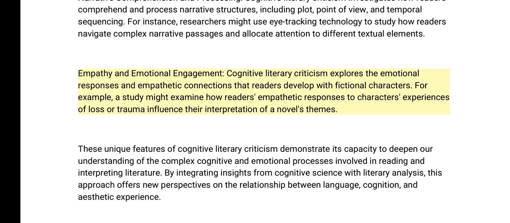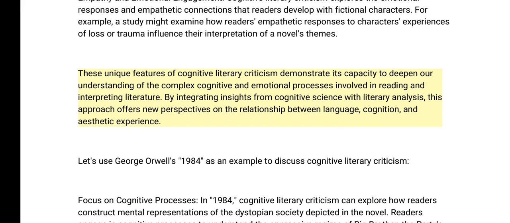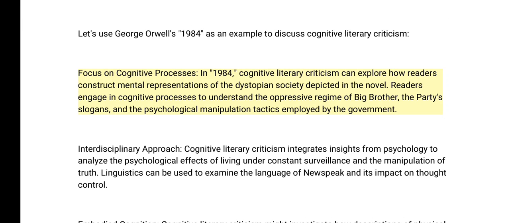These unique features of cognitive literary criticism demonstrate its capacity to deepen our understanding of the complex cognitive and emotional processes involved in reading and interpreting literature. By integrating insights from cognitive science with literary analysis, this approach offers new perspectives on the relationship between language, cognition, and aesthetic experience. Let's use George Orwell's 1984 as an example to discuss cognitive literary criticism.